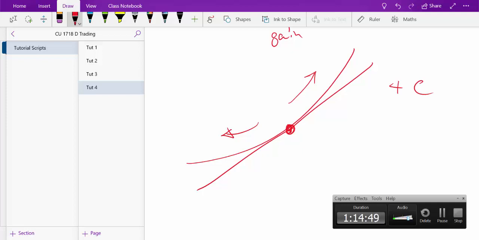Is everyone okay so far? Make sure you understand this, because if you don't, then you're going to get quite lost further down the line.